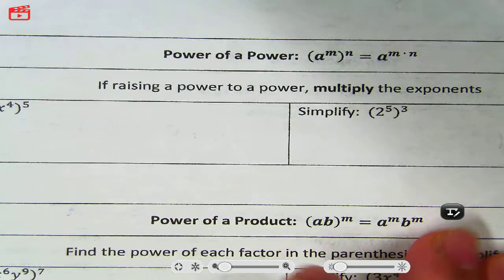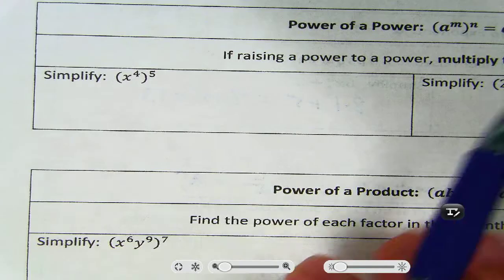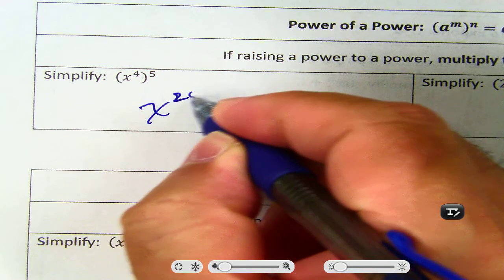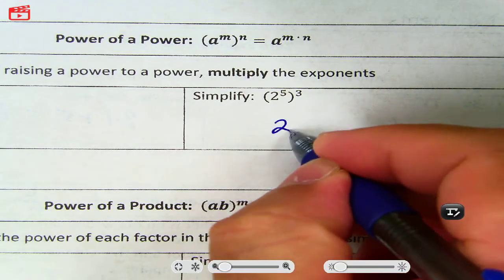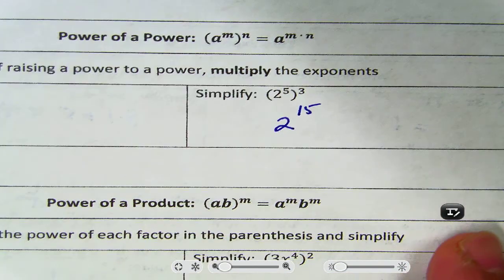So whenever you have a power to a power, you're going to multiply the powers. So we're going to multiply 4 and 5, making it x to the 20th. Here, multiply the 5 and the 3, make it 2 to the 15th. And yeah, that's going to be big, so just leave it alone.